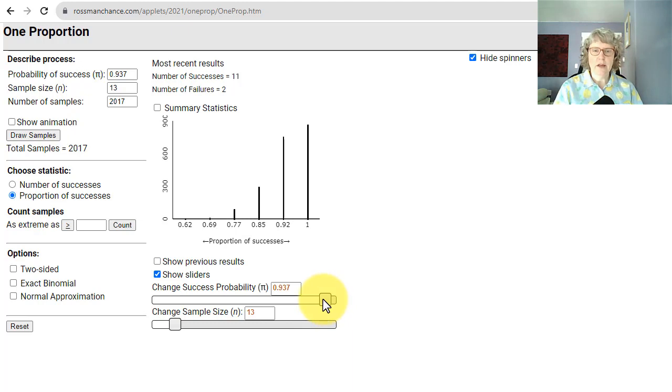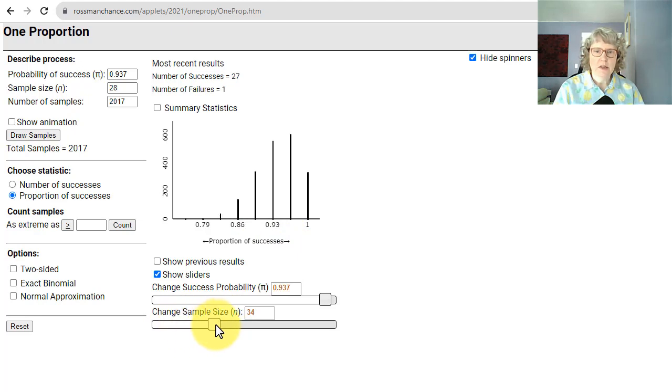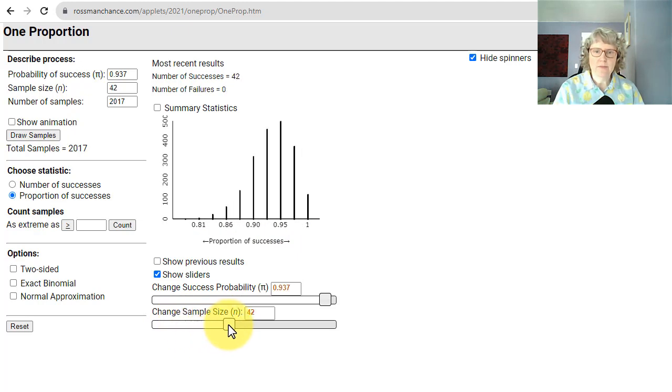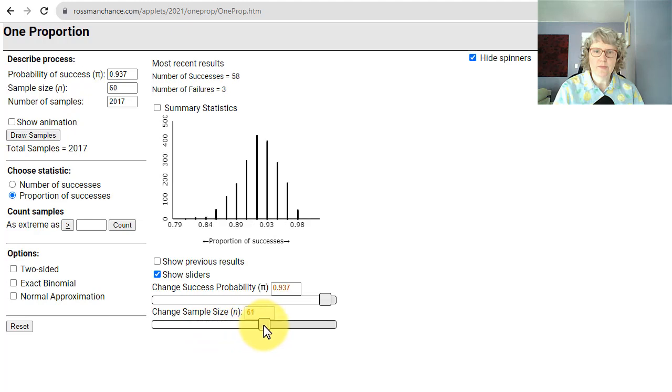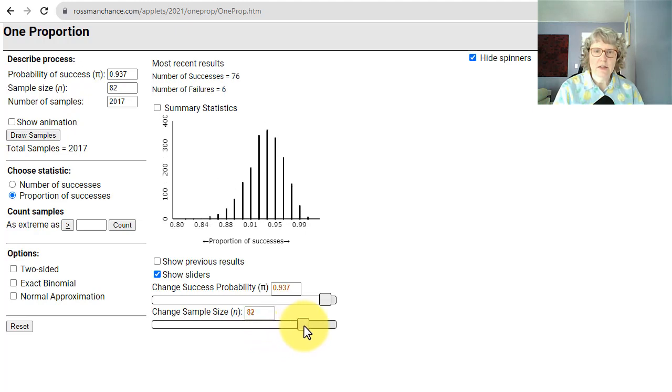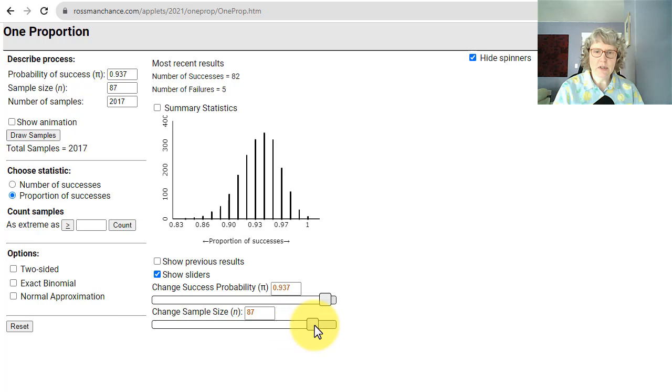Okay, so when my p, or chance of success, is very high, I have a similar issue where it's really skewed. So in that case, we need a larger n. So let me move n up again. You can see it's still a little skewed. It's getting more and more symmetric, and it's always centered around p, right?